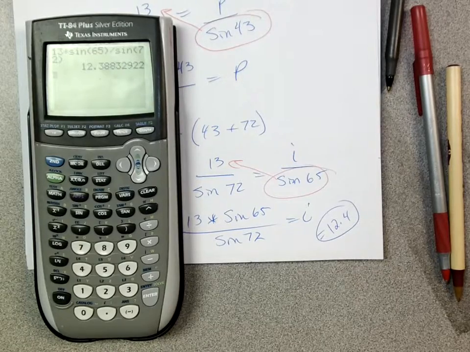So it's super easy, isn't it? It's just opposites, right? If you have a pair of opposites, side over the sine of the angle equals side over the sine of the angle, right? That's all it is. And then multiply and use your calculator.